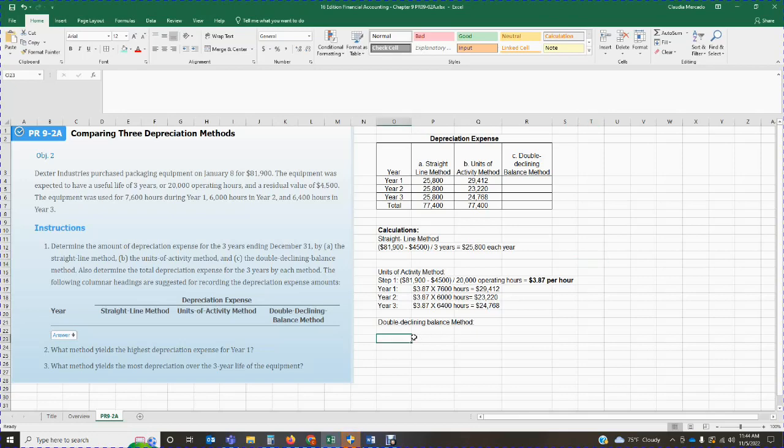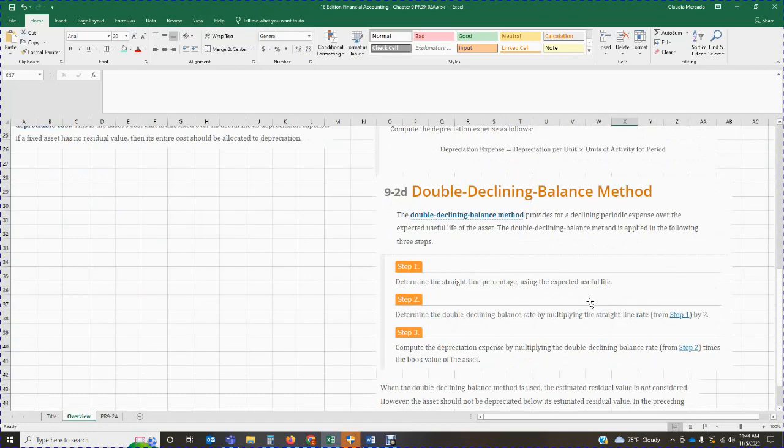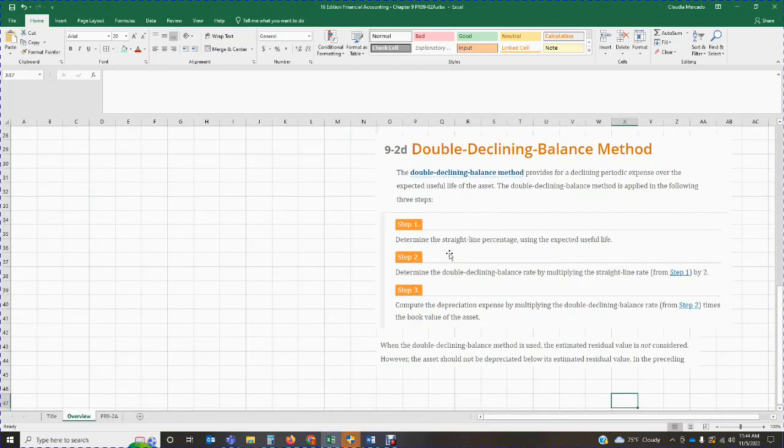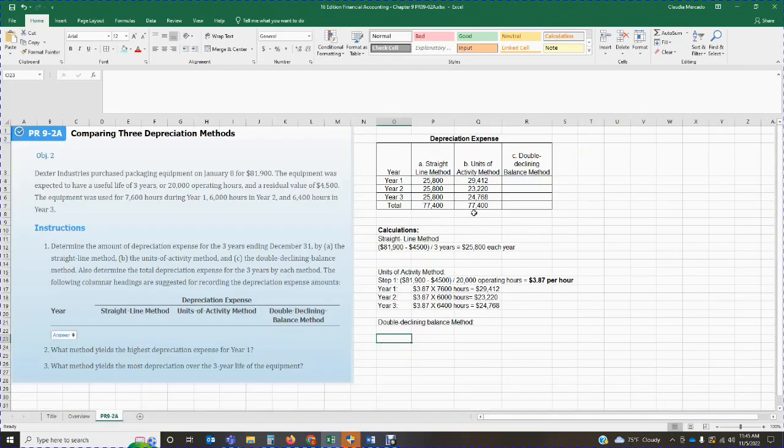Okay, now let's look at the double declining balance. The double declining balance basically says to determine the straight line percentage using the expected useful life. So let's do that in step number 1. We have to calculate that, and then once we figure that out, we multiply that by 2. Then we compute the depreciation by multiplying the double declining balance rate from step 2 times the book value of the asset. Now this is very simple because we only have 3 years.